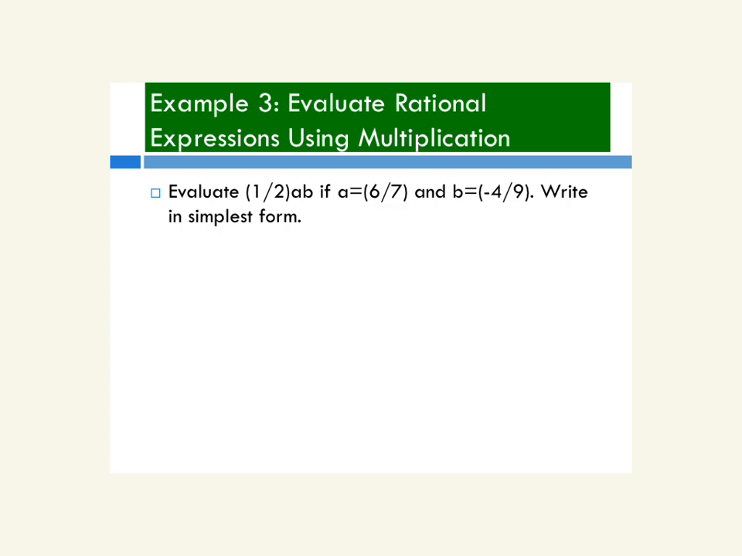Okay, so in example 3 we're going to evaluate rational expressions using multiplication. Remember, rational means it can be written as a fraction. Okay, so the first thing I want to do is rewrite everything in a fraction form. So here I have A, which is equal to 6 over 7, and B, which is equal to negative 4 over 9. Now my equation that I'm evaluating is 1/2 times A times B. So I'm going to rewrite the entire thing out as fractions. Okay, so there you have it, 1/2 times 6 over 7 times negative 4 over 9.